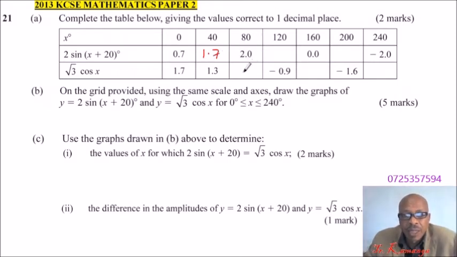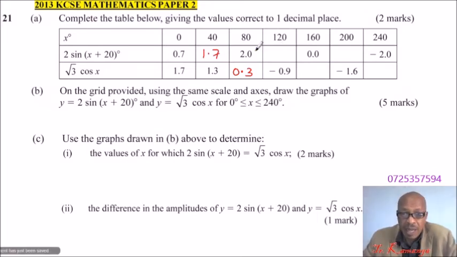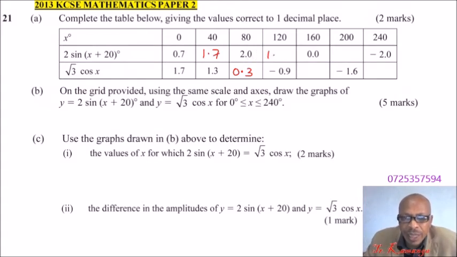We come to this value. Here we are supposed to put root 3 cos 80, because x is 80. So you say root 3 cos 80, and when you do that, you will be able to get 0.3 to one decimal place. Here you say 2 sine 140, so that is 120 plus 20. So you write 2 sine 140, and that should give you 1.3 to one decimal place. Here you are supposed to get root 3 cos 160.